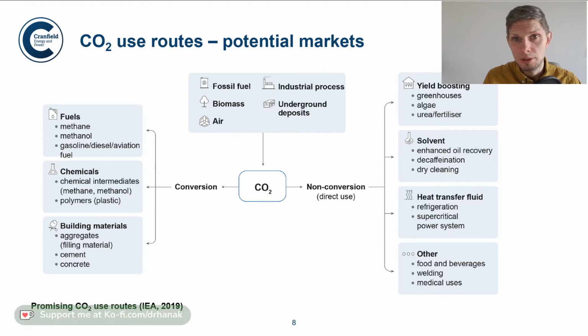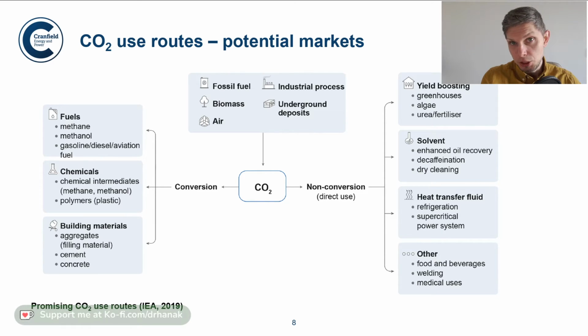You can produce chemicals. One of the most commonly evaluated chemicals is methanol, because it is an intermediary for production of other chemicals within the petrochemical industry. CO2 can also be used for building materials, right? There are a couple of companies that use CO2 to produce cement, concrete, and so on, and aggregate. So that is another way to lock CO2 in permanently within that material.